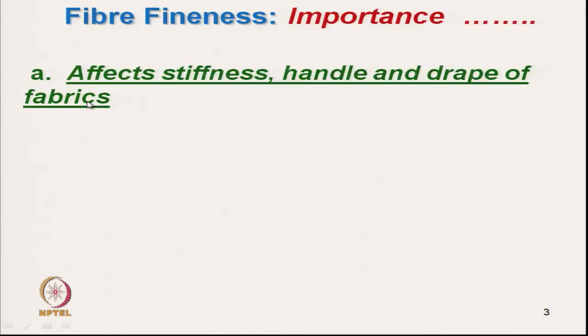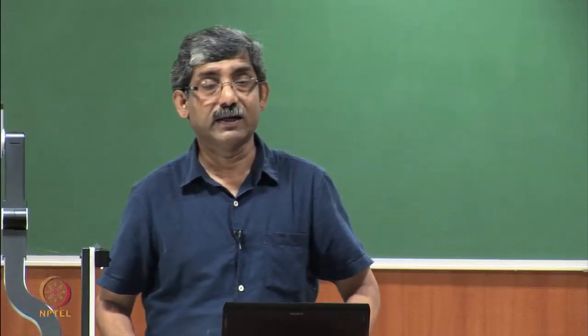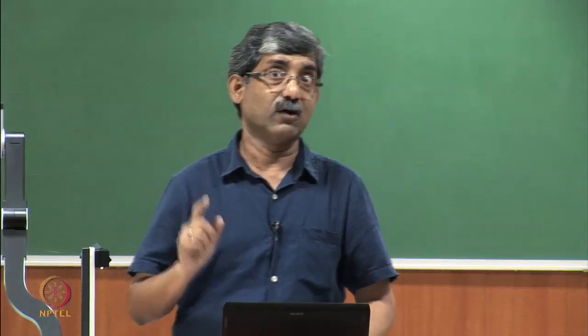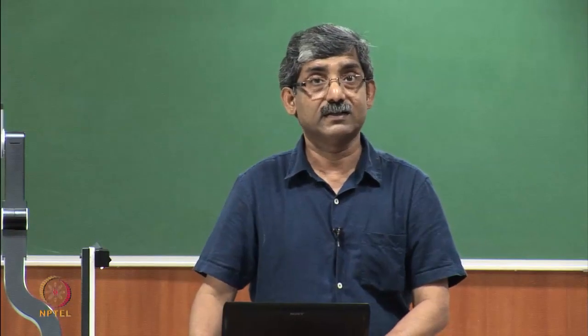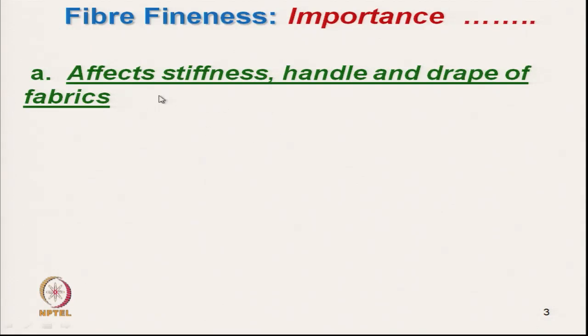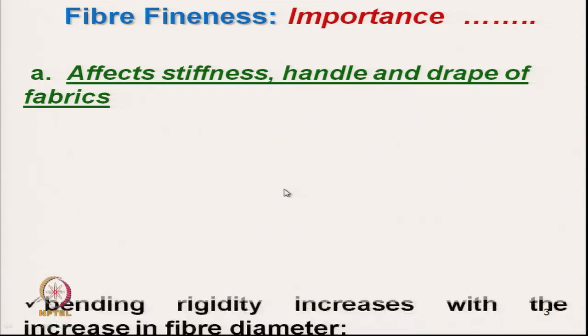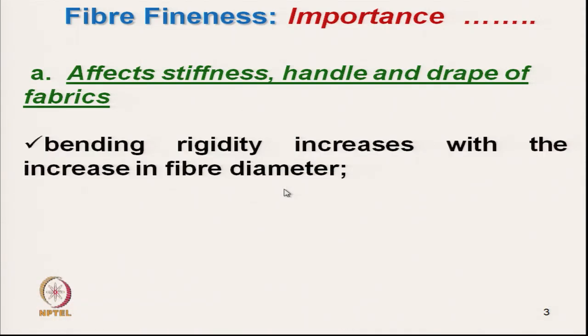Now we will see what is the importance of fineness of fiber and what are its effects on different characteristics. It affects various characteristics. First, it affects the stiffness, handle and drape of fabric. The bending rigidity of fiber increases with the diameter. As the fiber diameter increases, its bending rigidity will increase.